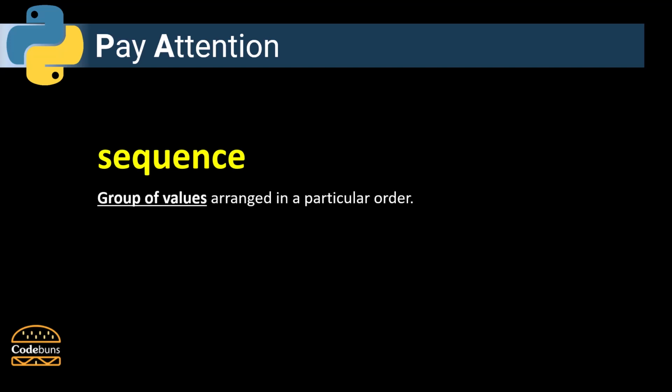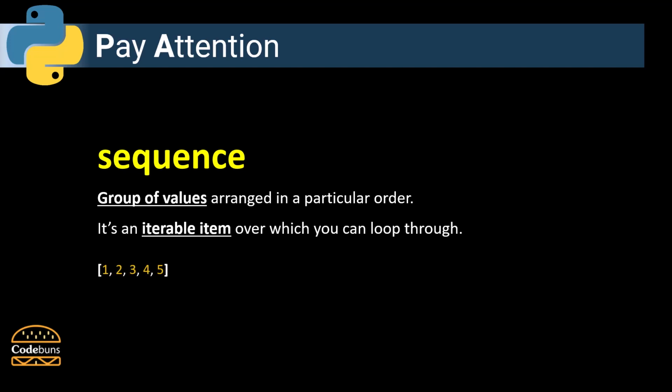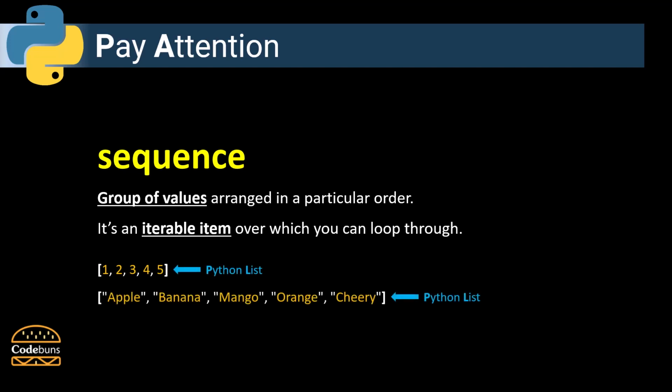Before I start, let me clear one thing. I will frequently use the word sequence in the slides. Just remember, sequence is a group of values arranged in a particular order. It's an iterable item, over which you can loop through multiple times. Example of sequence is this one. These values are grouped and arranged in a Python list. And this. Hope it's clear now.